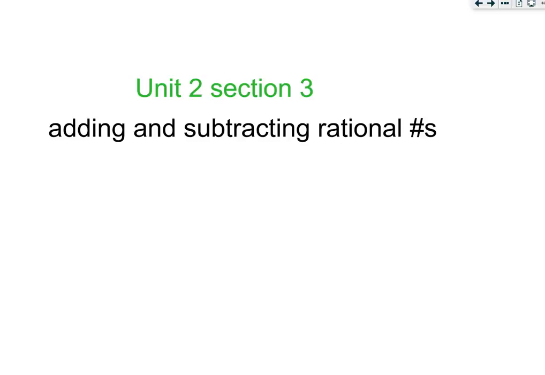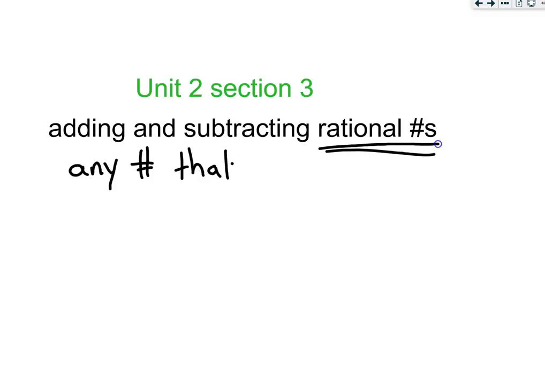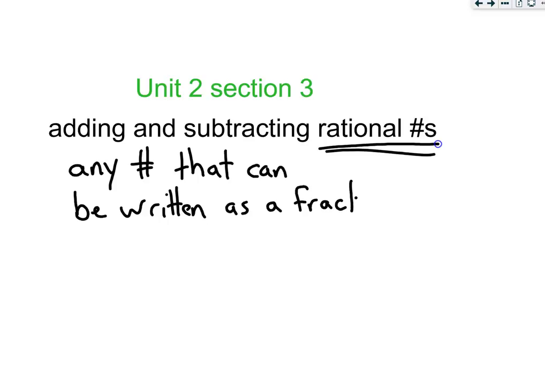All right, we're going to be doing Chapter 2, Section 3, adding and subtracting rational numbers. A couple things you got to know. What is a rational number? A rational number is any number that can be written as a fraction. That is something you should note if you don't know that already.